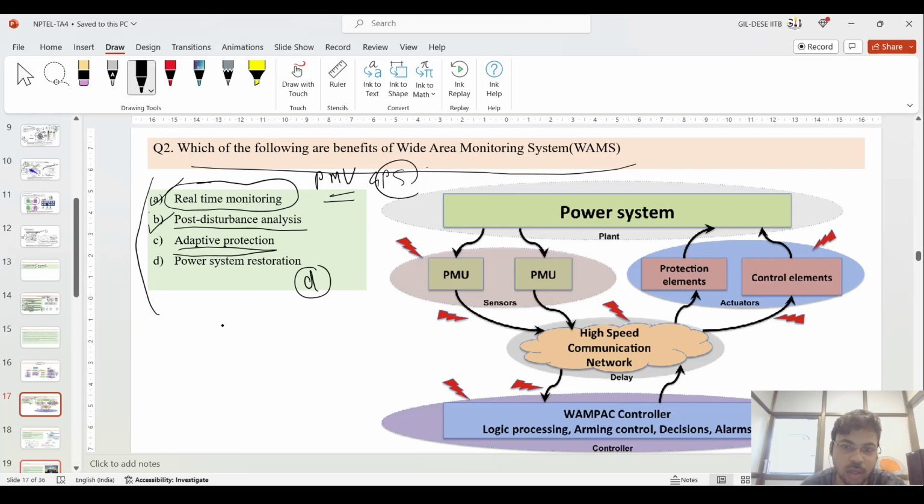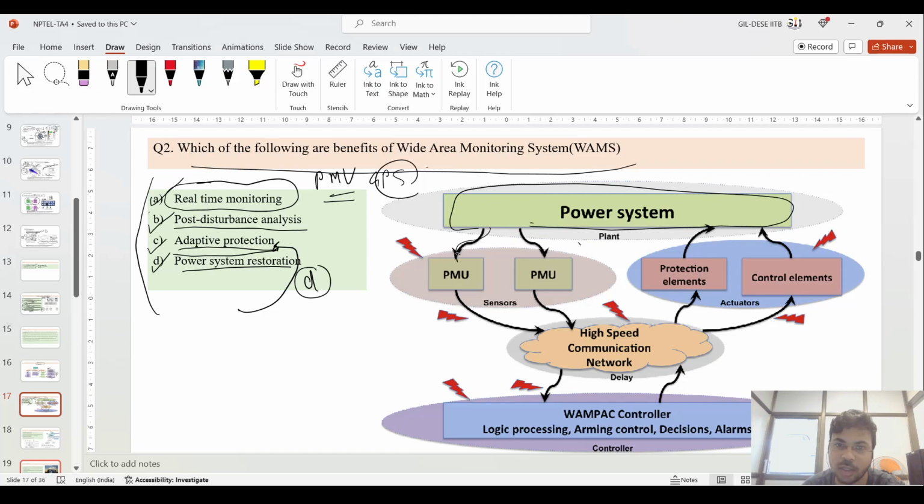Adaptive protection, in what sense? Adaptive protection means if you have a fault at a particular location, you have to clear this fault at the very first moment. After that, you should restore. So it has this adaptive protection. It should protect, then it should come back in the restoration function. And restoration is also one of the examples of this benefit of WAMS. So adaptive is also there. It will adapt to this. WAMS is one of the benefits that it should adapt to the protection.